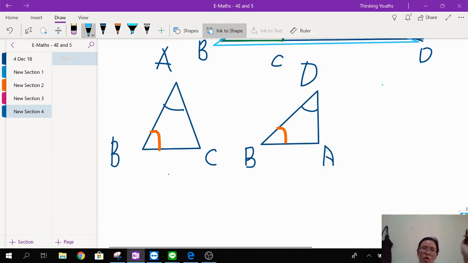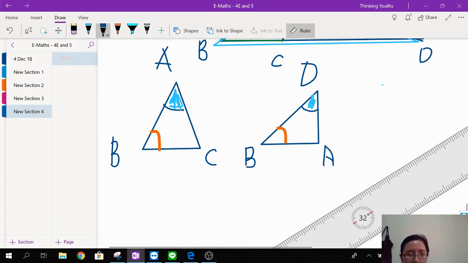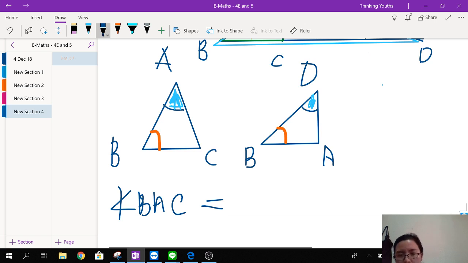Okay, so after we draw the two triangles, we can clearly see that this is the similar triangle which is given by the question. So we can say that angle BAC equals to angle BDA. This is given by the question.